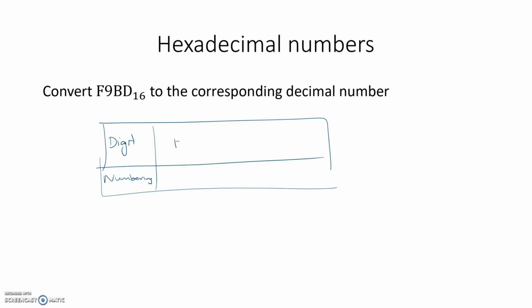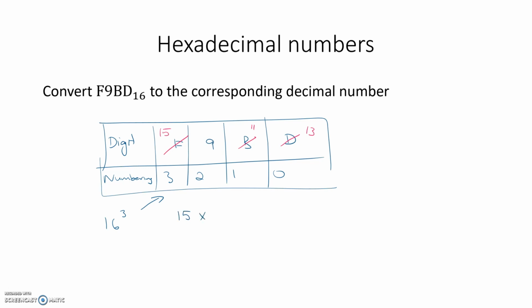So we had F9BD. And remember, these are representing powers of 16, etc. Now, it makes sense if you actually convert the F and the B and the D to the corresponding numbers. So F is 15, B is 11, and D is 13. And now we can just do it as before.